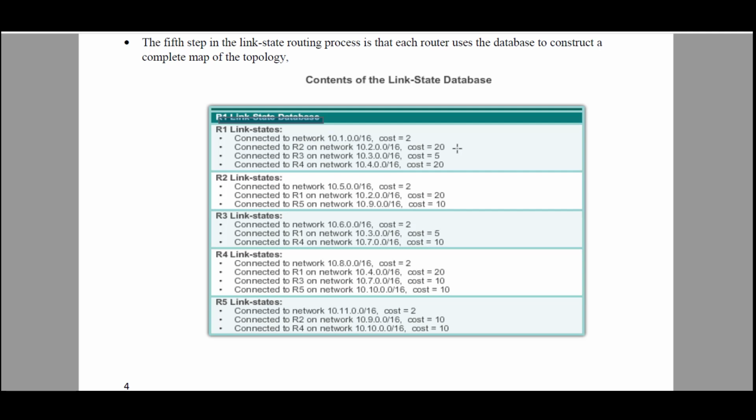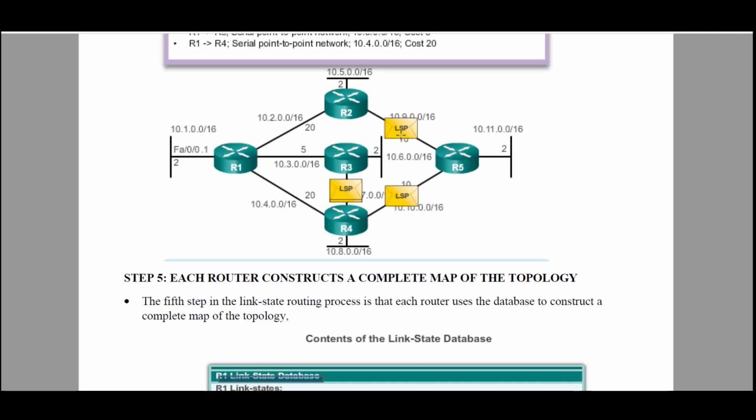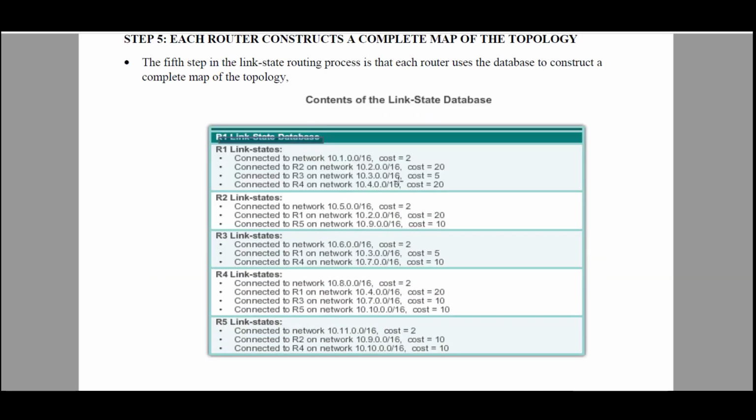This is step number 5. Topology means nothing but this. Router 1 is going to construct this topology, router 2 is going to construct this topology, router 3 is going to construct it. Then only they can decide which is the shortest path. So every router is going to construct this topology by using the link state packets, LSPs.